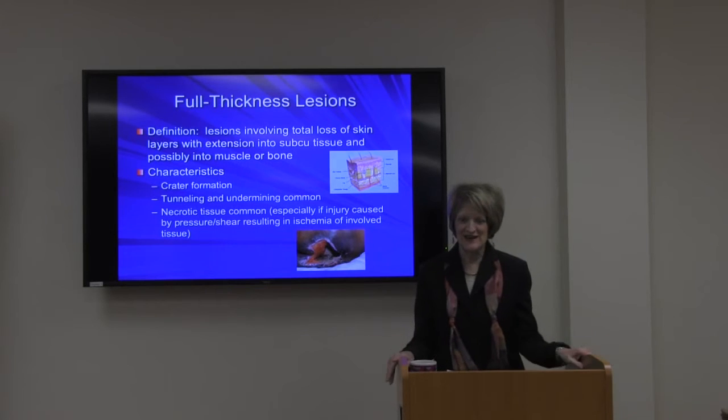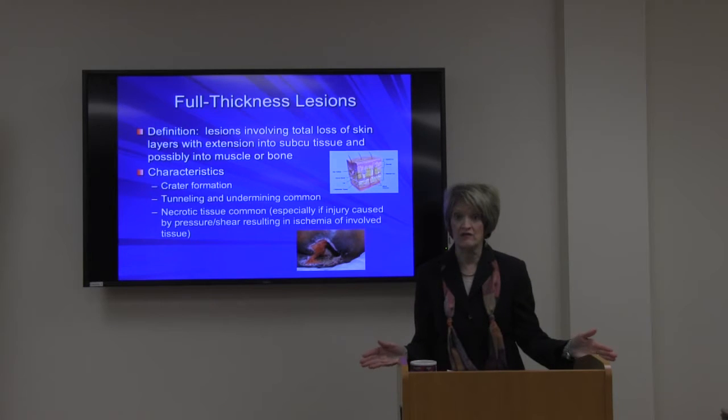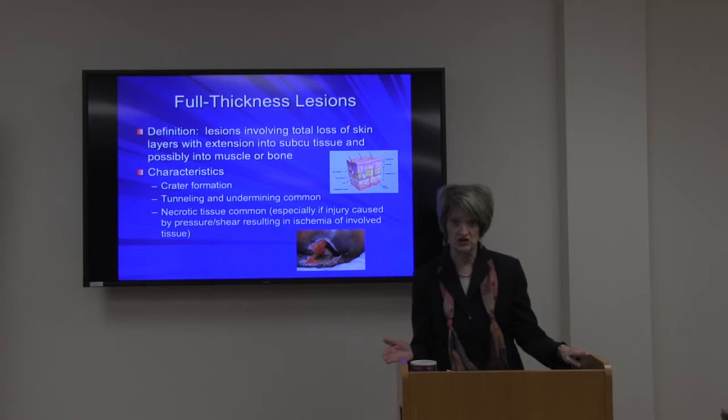Okay, we're back. In this section of the discussion, we're going to talk about full thickness lesions. Full thickness lesions are typically ischemic lesions that start in the deep tissues, usually at the muscle-bone interface, and they're typically caused by pressure or a combination of pressure and shear.